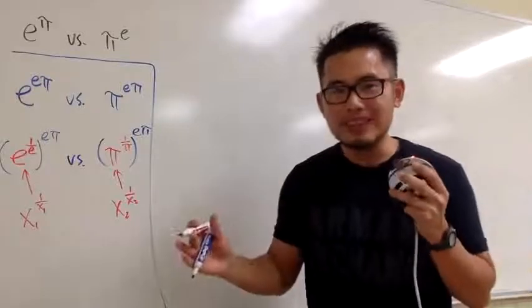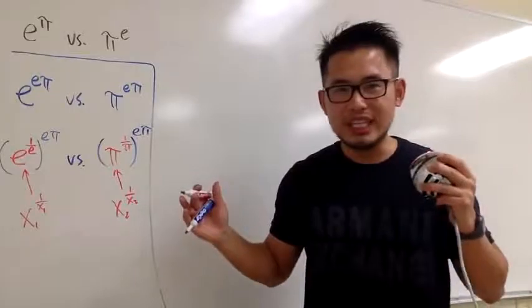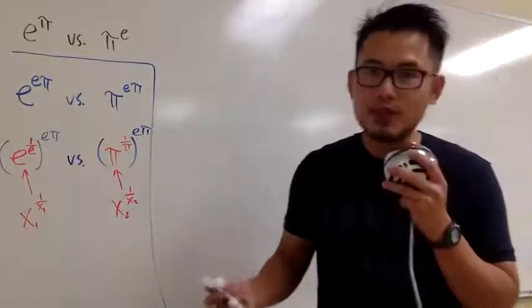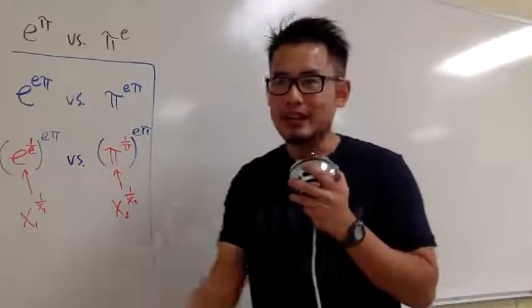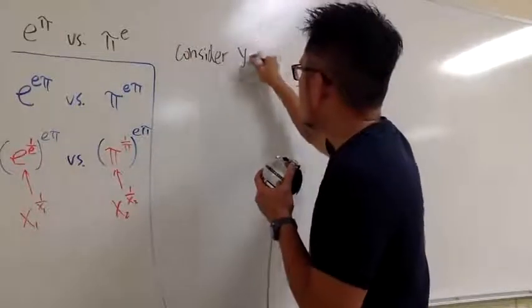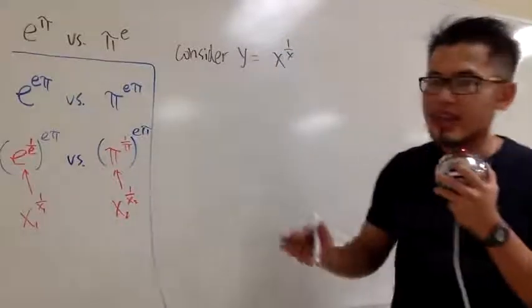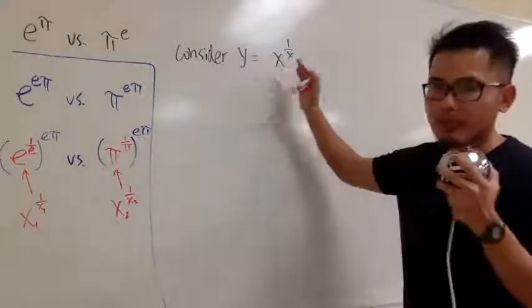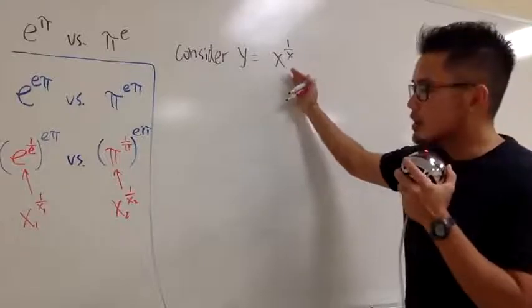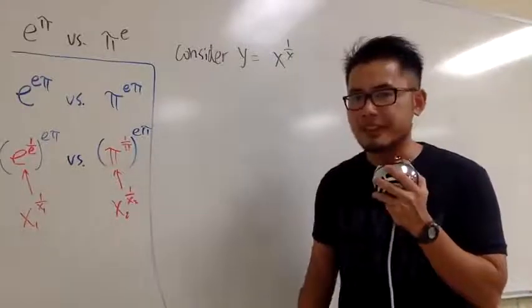I'm going to use calculus. I'm going to talk about the curve and then try to see if we can go from there. Of course, I'll write this down in black and red. And here we go. I'm going to consider a curve, y is equal to x to the 1 over x. The strategy is I want to find the minimum or maximum of this curve and then try to see if that will help us out with deciding which one is bigger than the other.